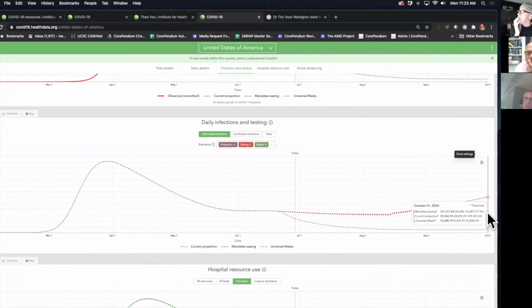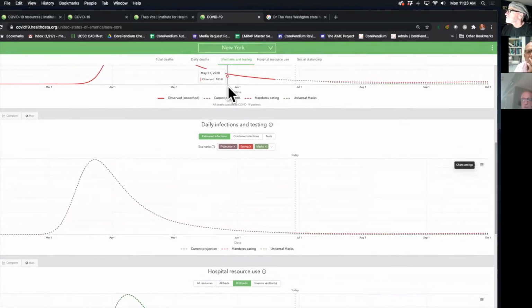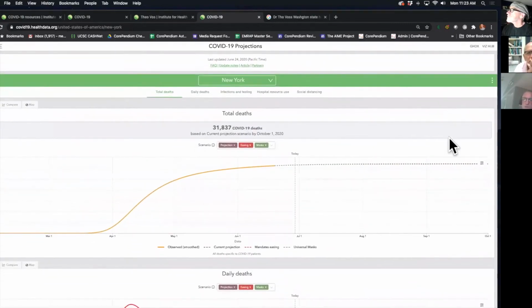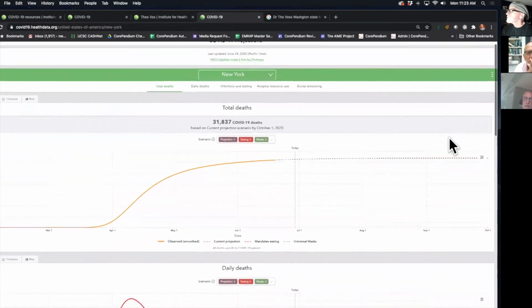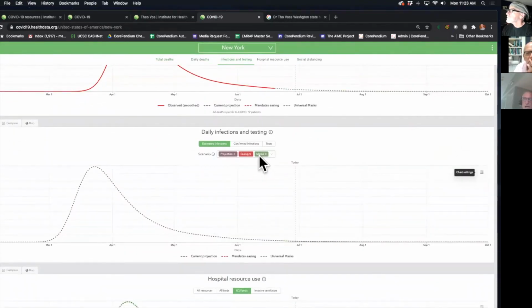But it really depends on where you are, because if you look at our graph for New York, then the difference between mask use and continuing easing of mandates is extremely small. So it depends on where you are at the stage of the epidemic, what the implied spread in the population is at the moment, and how much of an effect you can have.